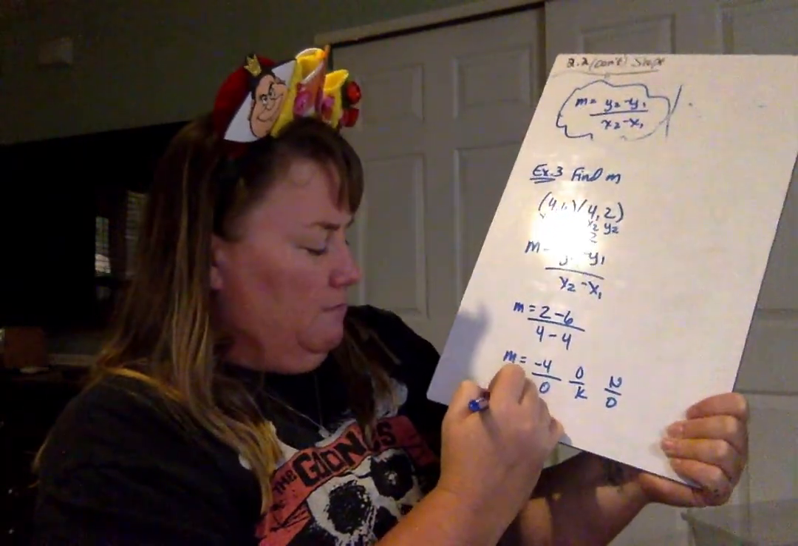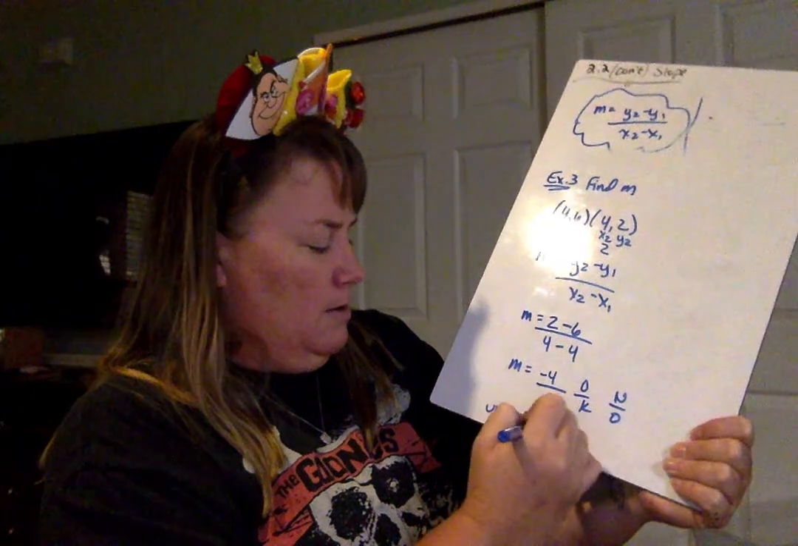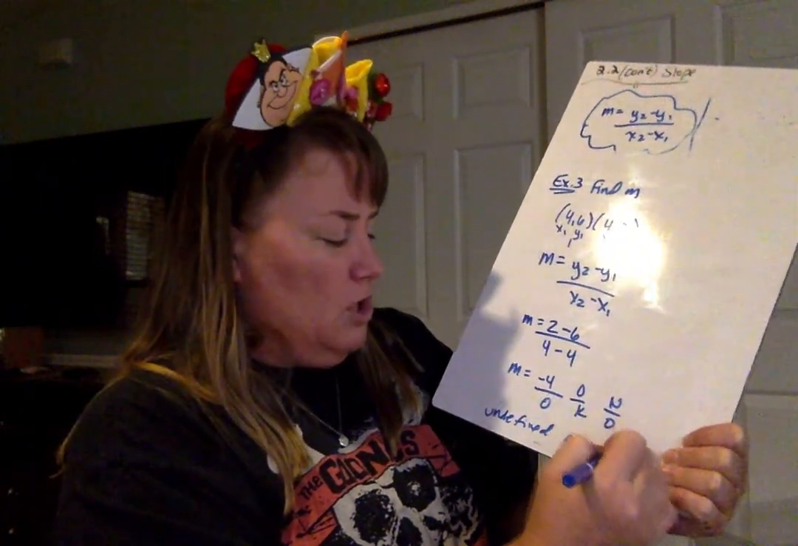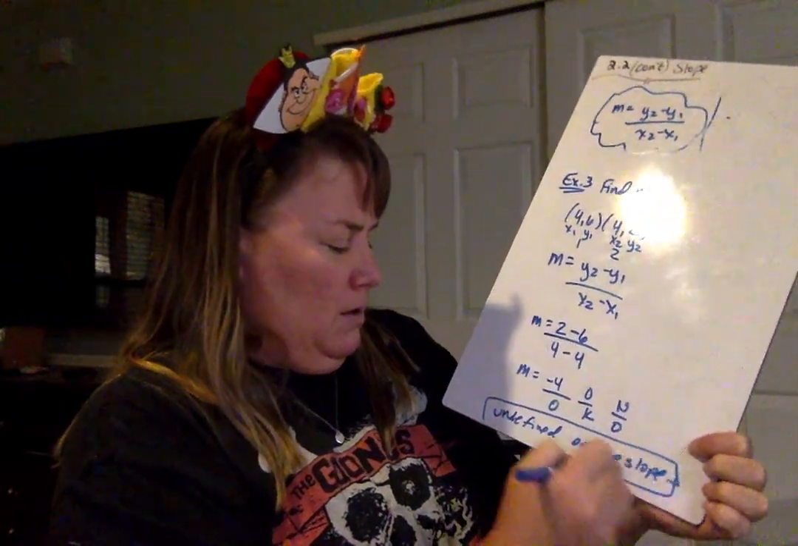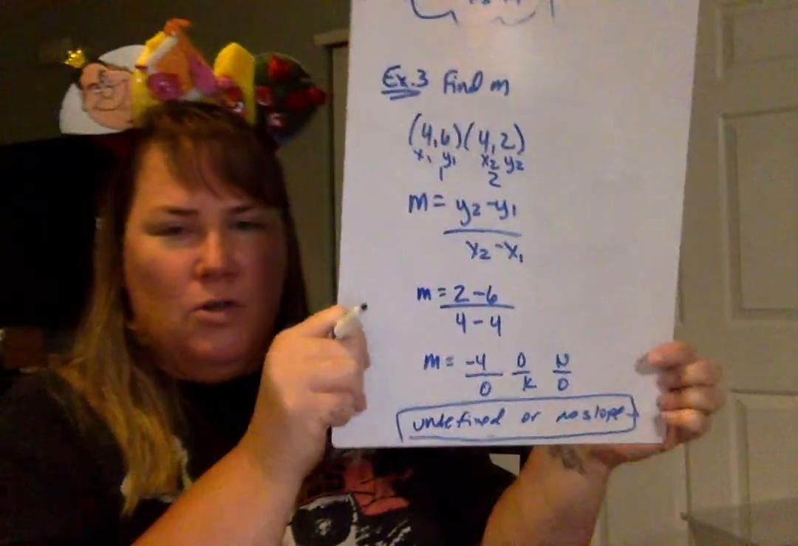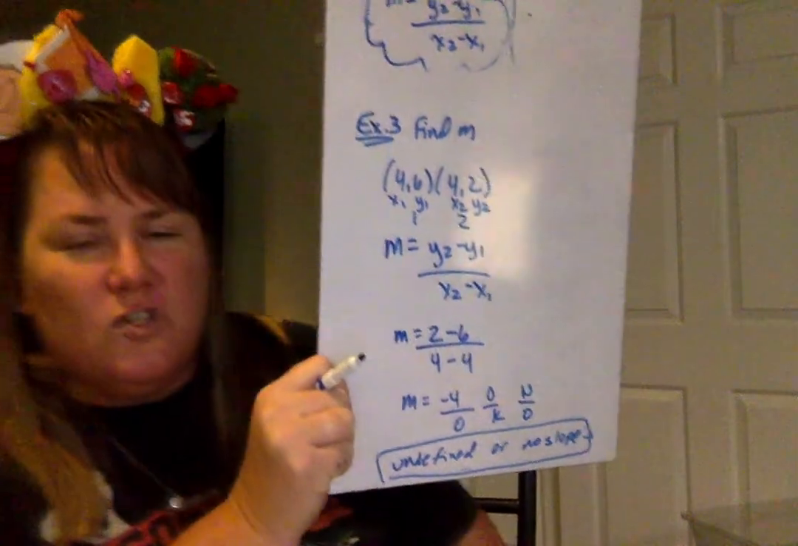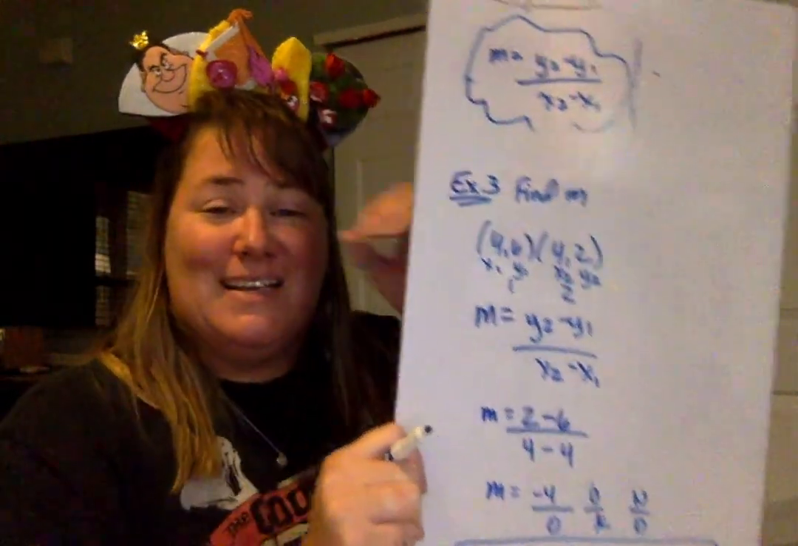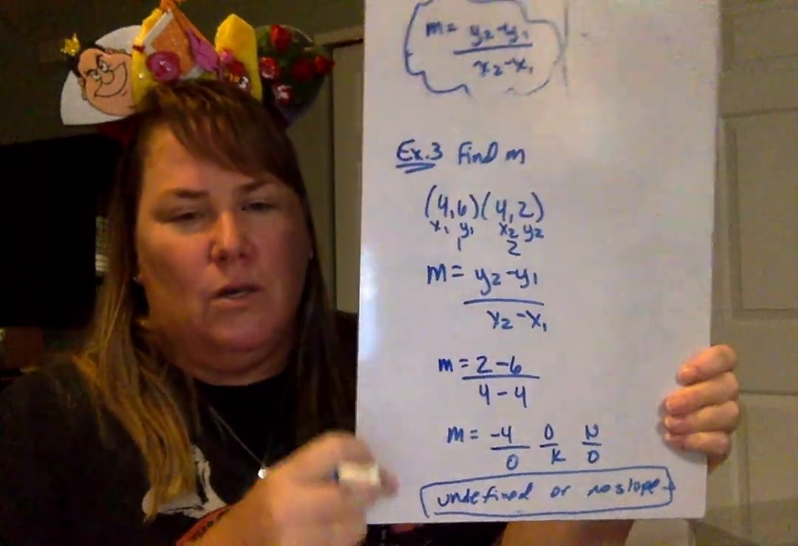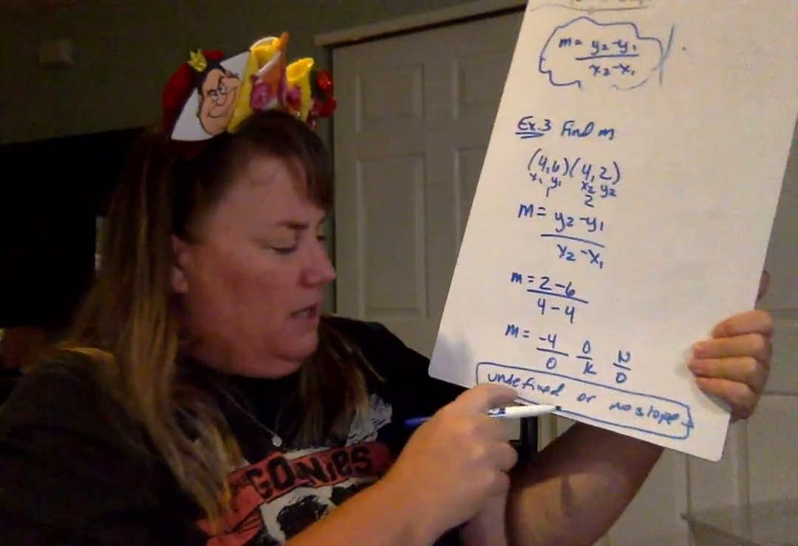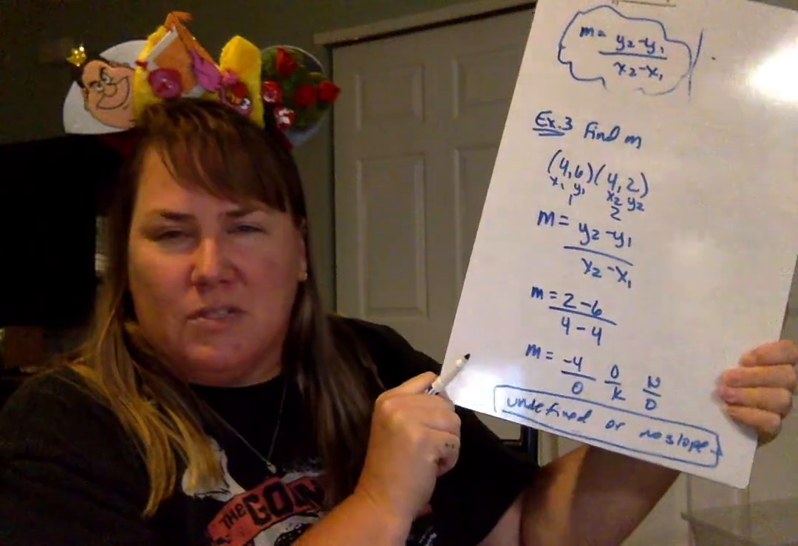You can either write undefined or no slope. So there's no slope to this. Versus the last example had 0 slope. There was 0 steepness to that line. This one has no slope. It's undefined. And this is what the majority of people say, it's undefined.